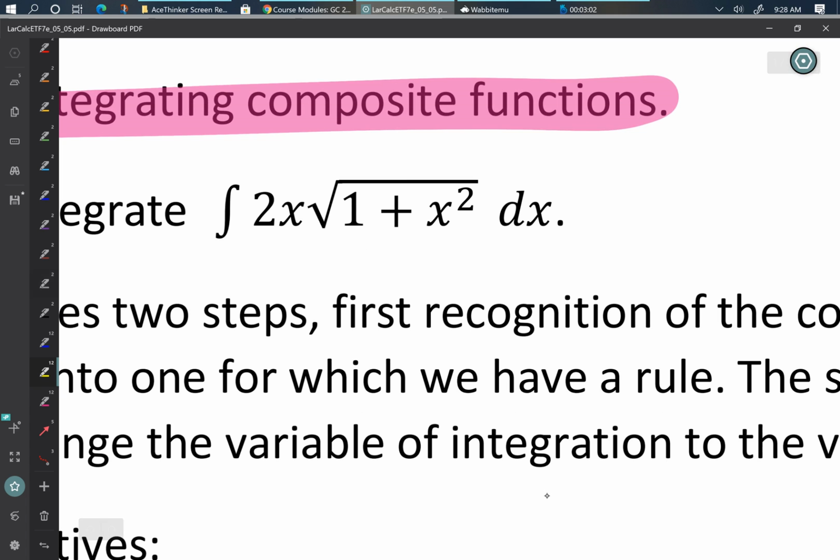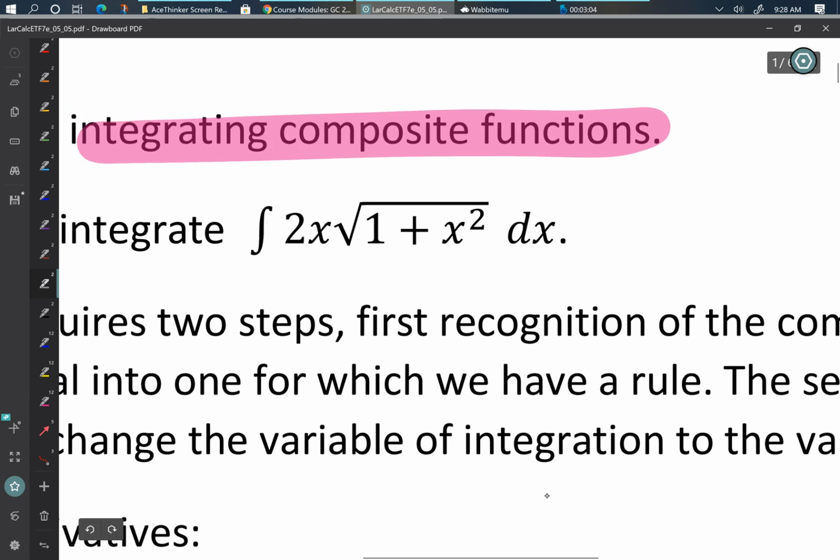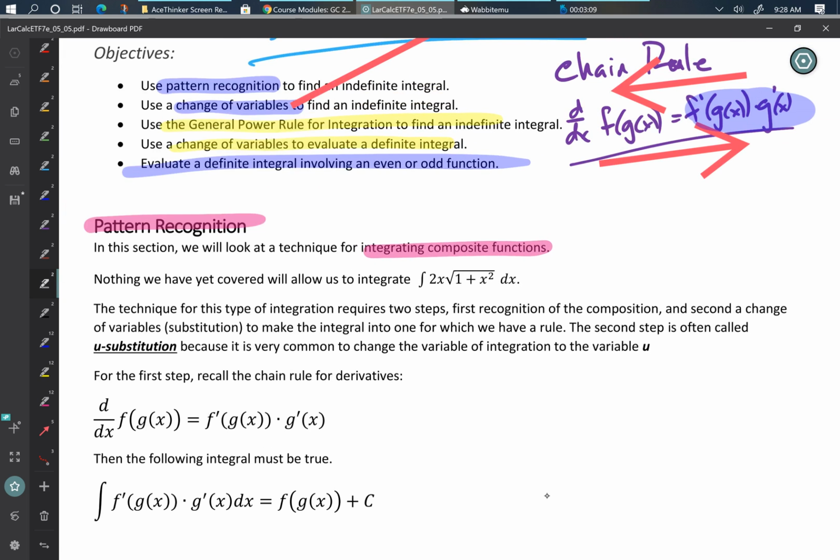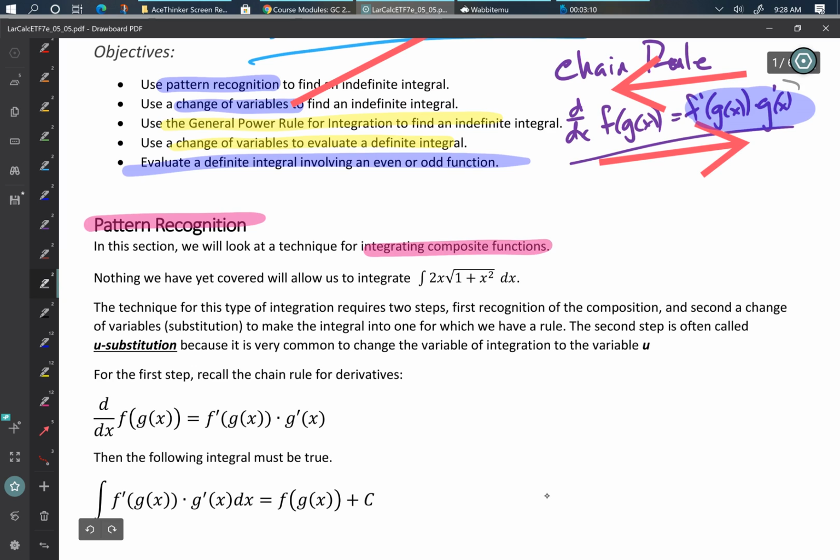So what we need to be able to do is look at this and recognize that it is two things being multiplied together. Remember, the end result of the chain rule is two things multiplied together, and one of them appears to be the derivative of the inside part of the composite function that is the other multiplier.